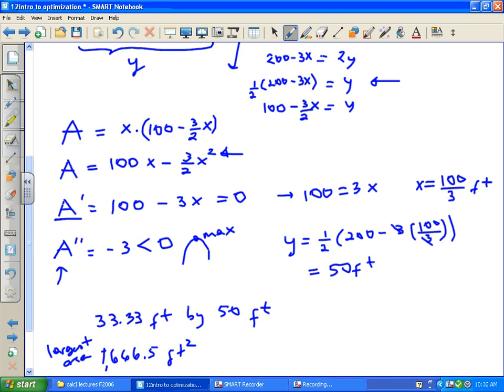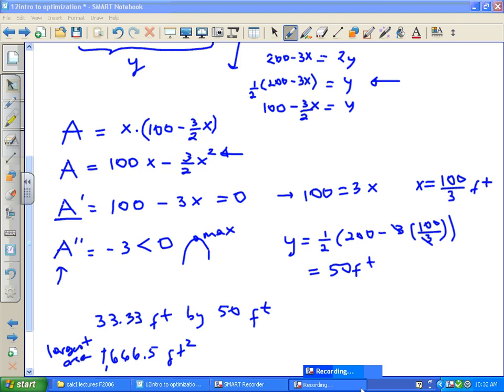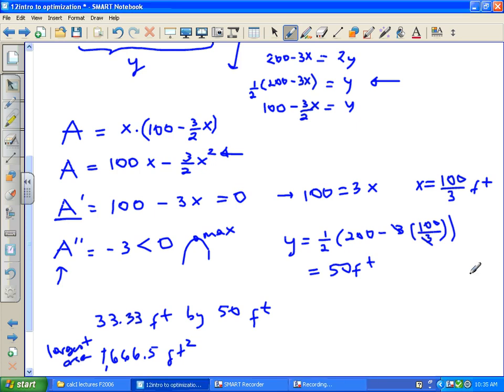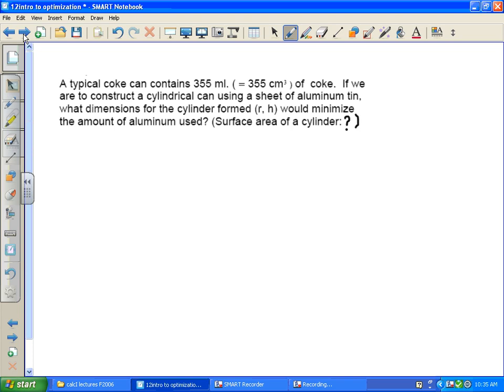Okay, any questions about this one before we try another one? Any questions? Okay, so on to our new example.